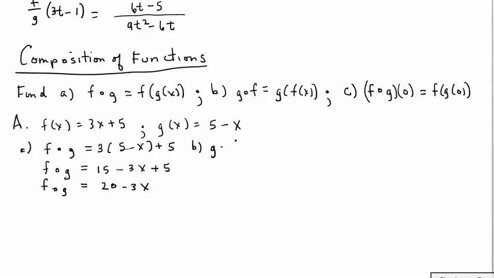g composed with f, but think about what that means. It could be rewritten this way. Now you put f inside g. So 3x plus 5 has to go into x's spot here. g is the outside, so I'm looking at g first. The 5 is good, the minus is good, but where x is, I'm going to replace it with 3x plus 5. First, we want to clean it up, distribute. So 5 minus 3x minus 5. Looks like the final answer is going to be negative 3x.